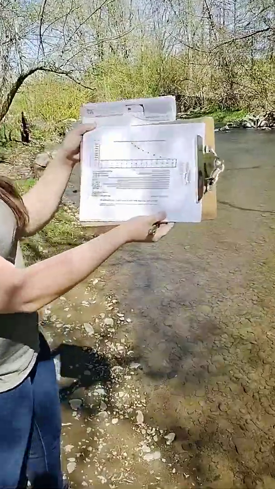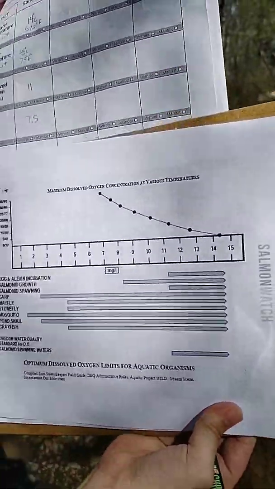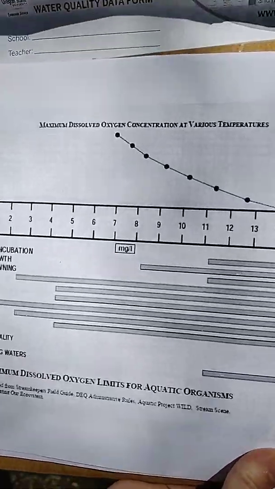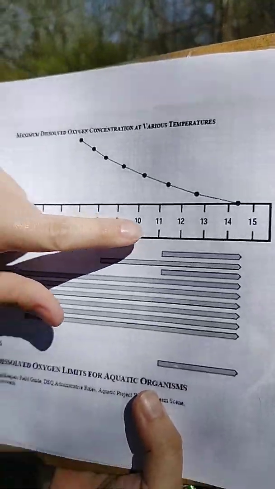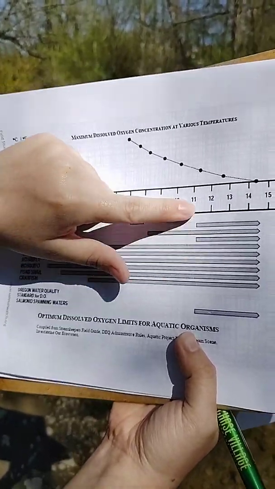So now we're going to look at this graph here. So this is dissolved oxygen content. The score that we got was 11. So what we do on this graph is we go to the 11 mark here, and then we see what it crosses over, these bars here.